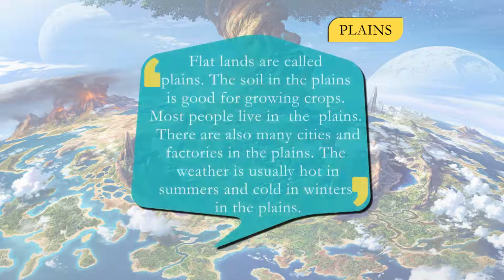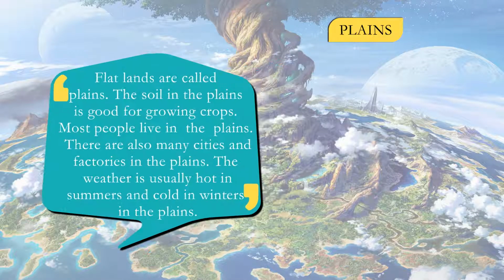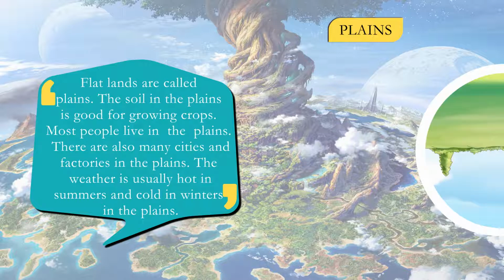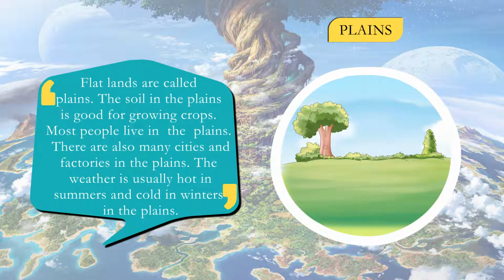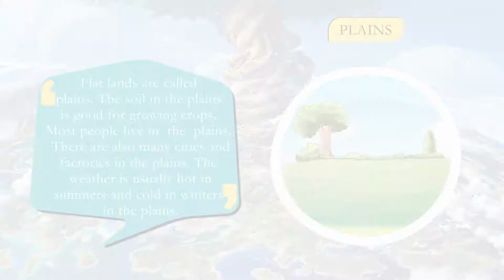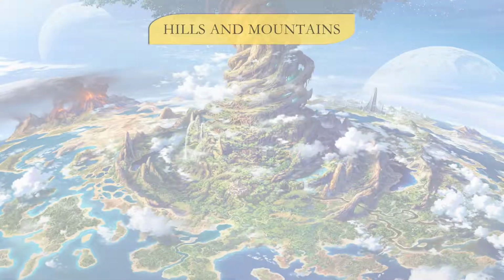Plains. Flatlands are called plains. The soil in the plains is good for growing crops. Most people live in the plains. There are also many cities and factories in the plains. The weather is usually hot in summers and cold in winters in the plains.